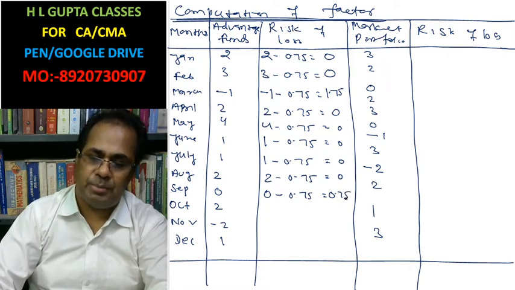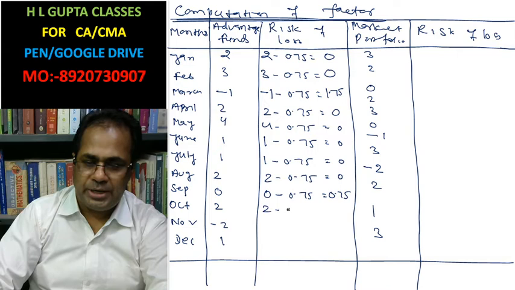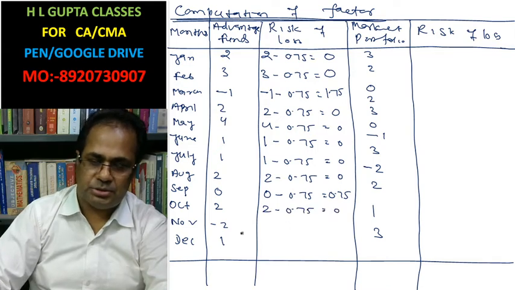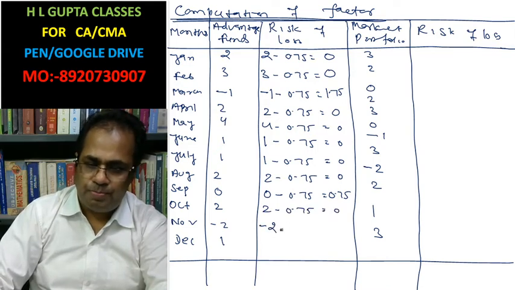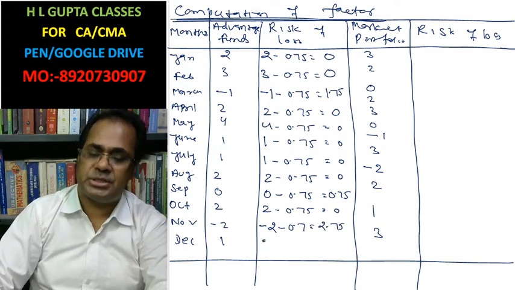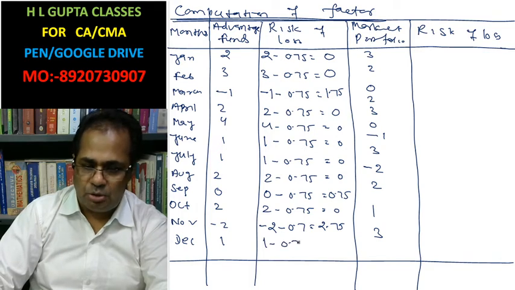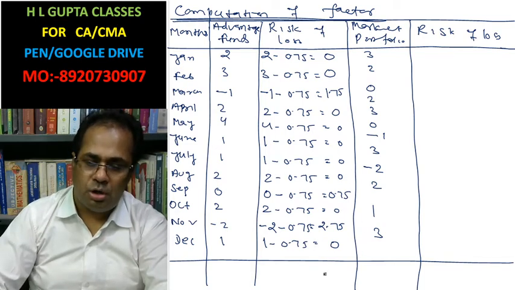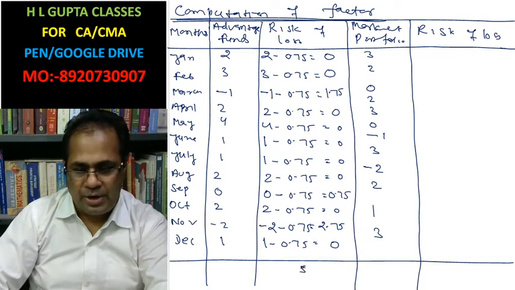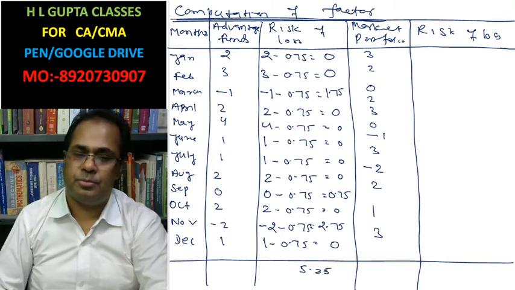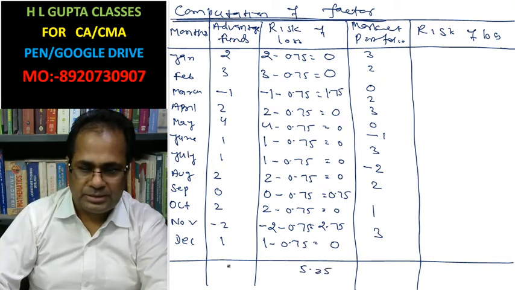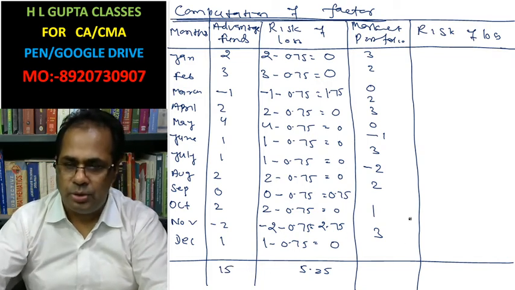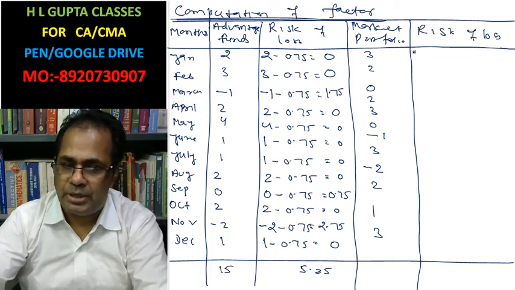In the case of negative, it is written 2 minus 0.75. This is a 0. Minus 2 minus 0.75. 2.75 is the risk of loss. 1 minus 0.75. This is 0 risk of loss. Considering all, we have 5.25 risk of loss. Okay, this is for 15%. And now in this case, risk of loss is calculated.